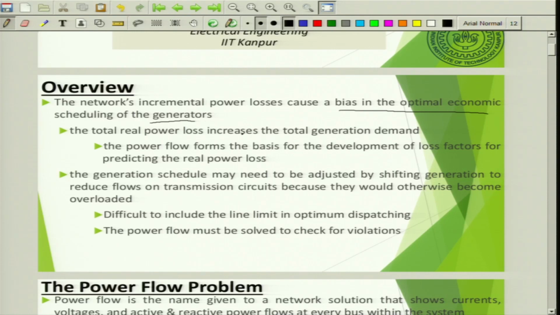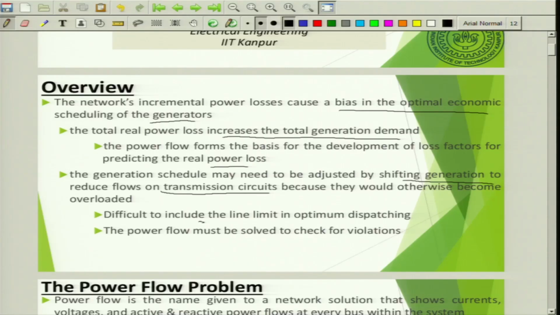So the total real power loss increases the total generation demand. The power flow forms the basis for the development of loss factors for predicting the real power loss. The generation schedule may need to be adjusted by shifting generation to reduce flows on the transmission circuits, because they would otherwise become overloaded. So transmission line effects means how optimally you design the scheduling of multiple generators considering the reduction in transmission line losses, and also the line circuits should not be overloaded, right. This is the constraint that needs to be considered.